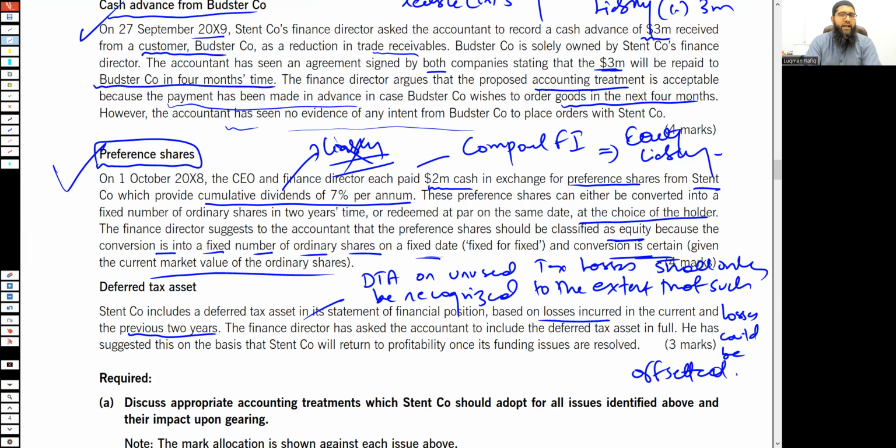Why? Because you are not certain to be returning to profitability. There is not an expectation of the entity coming back to profitability soon. So on this basis, I repeat, you need not recognize the deferred tax asset.